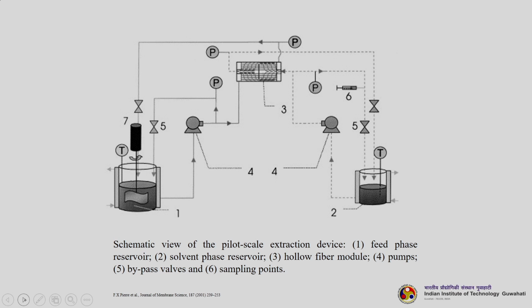You can see that this is a pilot scale extraction device. This is the feed phase reservoir, this is your solvent phase reservoir which is n-hexane, this is your hollow fiber module, and then there are different pumps, bypass valves and sampling points. As I said in the earlier slide, both the feed as well as the solvent passing through the membrane are totally recyclable, so this system operates in a total recycle mode.